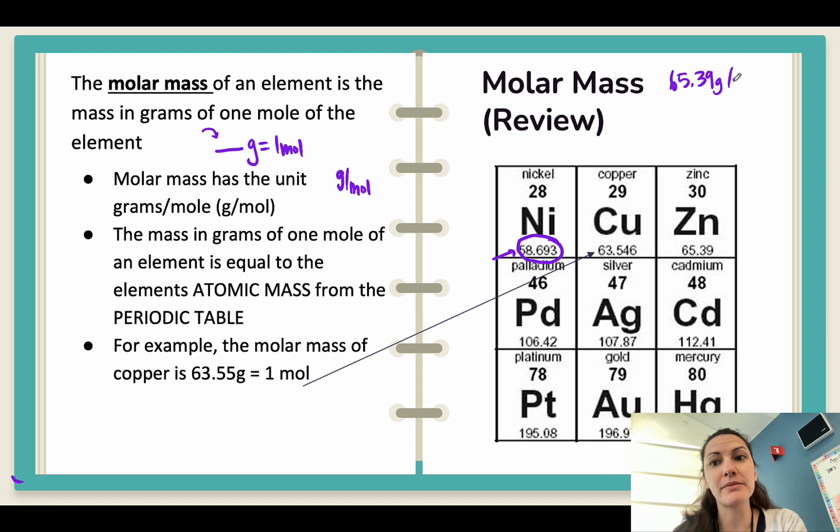So for zinc, the molar mass is 65.39 grams per mole of zinc. What that means is that when we have 1 mole of zinc, it's equal to 65.39 grams. All right.